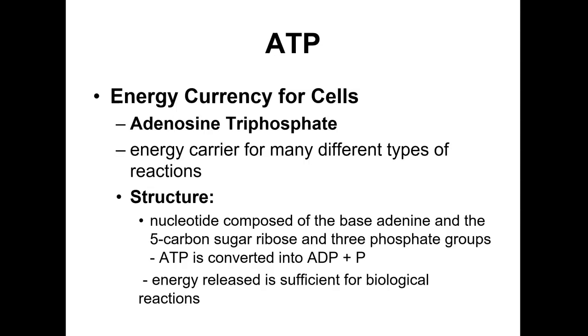ATP is converted to ADP plus a phosphate when you break that third phosphate off. In that process, energy is going to be released, and that energy released is going to be sufficient for biological reactions. So that's what actually runs the body. You create the ATP, you break that third phosphate off, and the energy that comes from that third phosphate is the fuel.